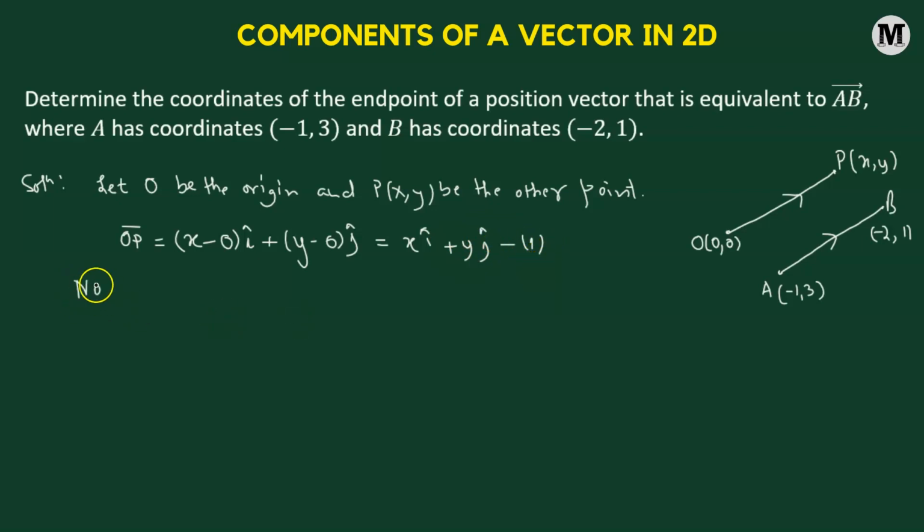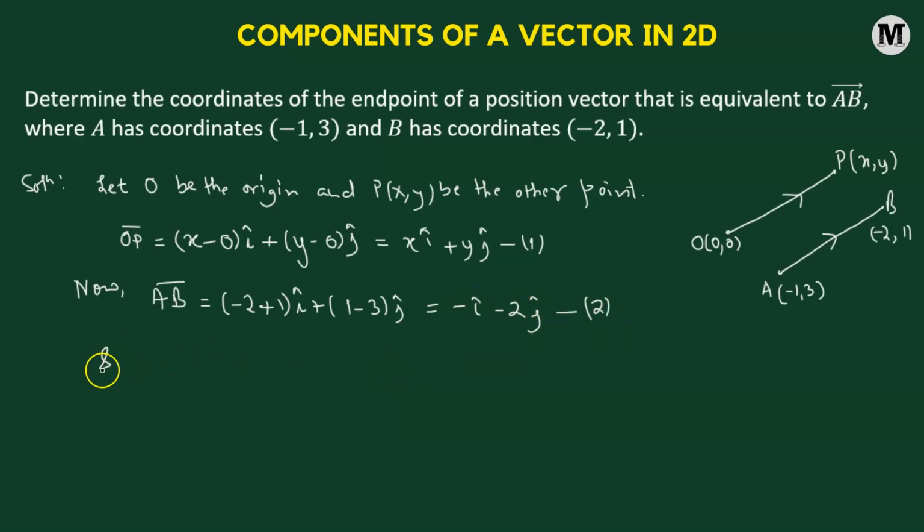Now, we can also find the vector AB since the endpoints A and B are given. Here we'll take the difference of the endpoints. We'll start with the difference of the x coordinate. The x coordinate of B is -2, and from here we subtract the x coordinate of point A, that's -1. So we get (-2 plus 1) multiplied by i cap, added to the difference of the y coordinate, that's (1 minus 3) j cap. And that gives us -i cap minus 2 j cap. Let this be number 2.